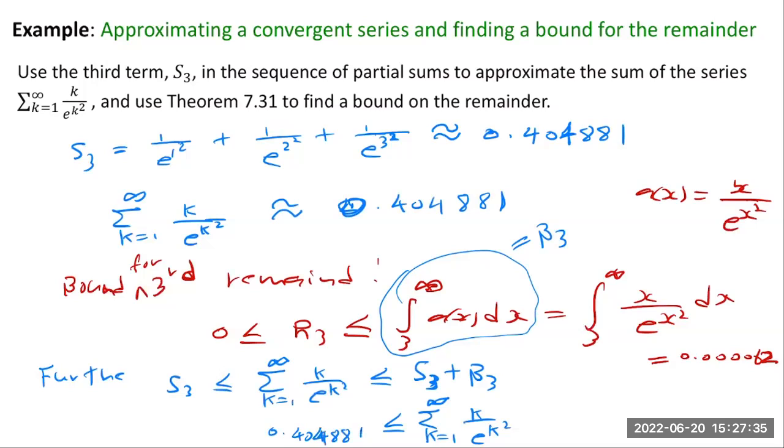881, and then this should be less than 0.404881 plus B3. Your B3 is this one. This is this number. Okay, that is 0.000062. What does that tell you? Let me quickly add a page.